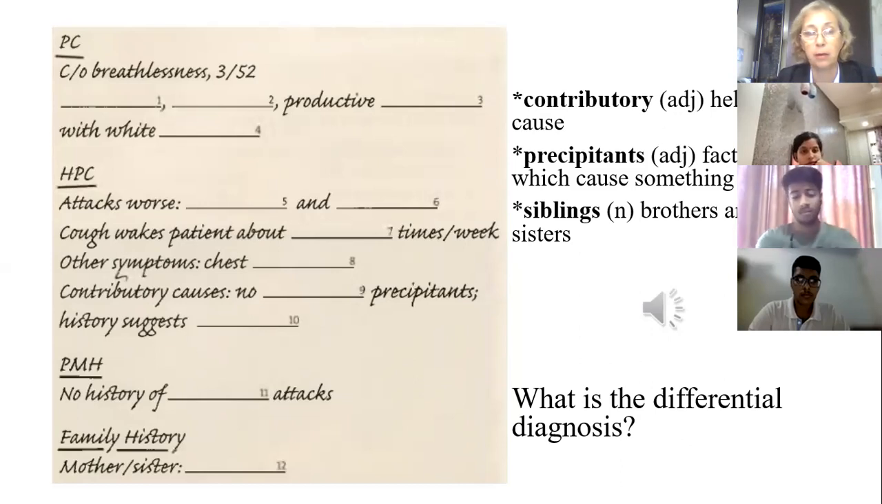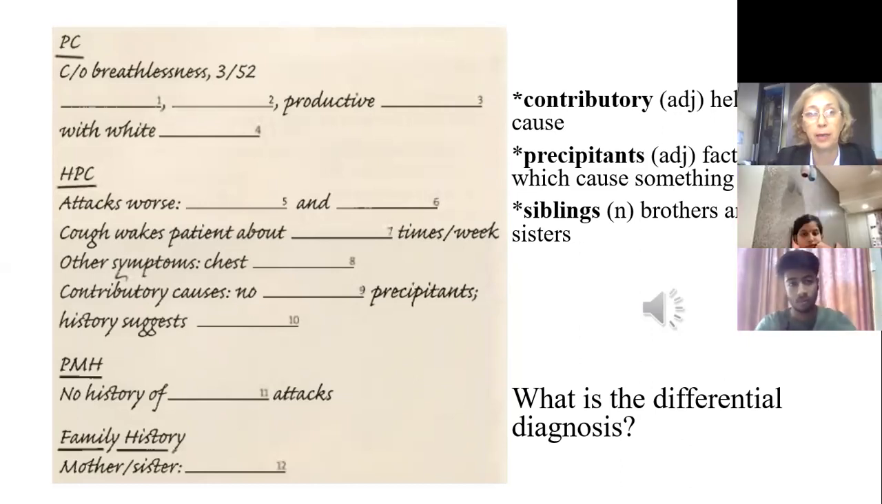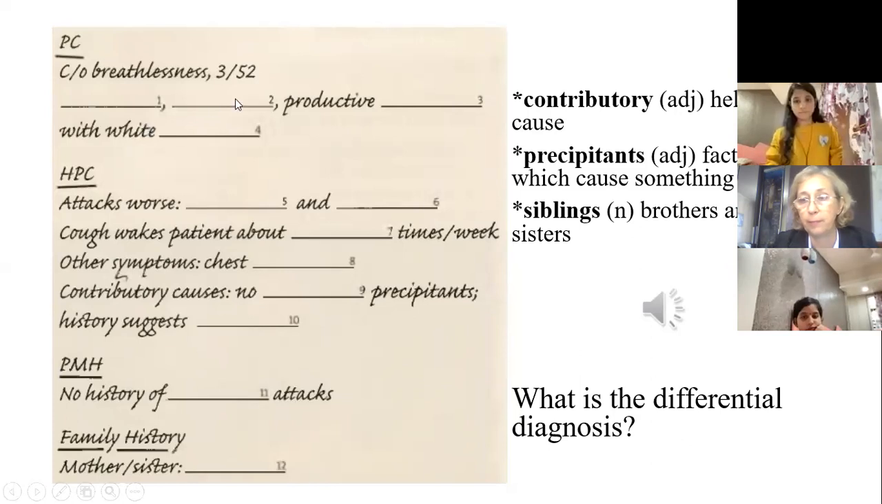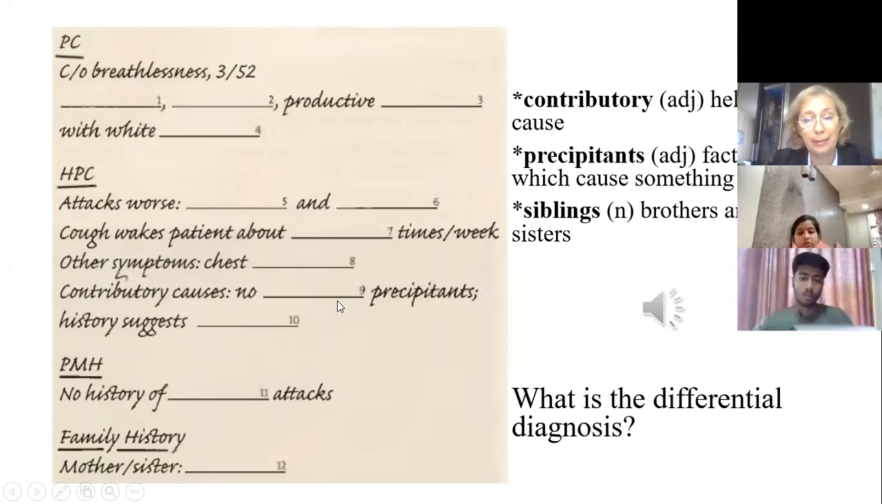Who can help us with number 8? Yes. Chest tightness. Number 9. And number 10. Ma'am, no known precipitants, no allergic history, no infections, no medications, no exercise. Okay, but history suggests here we should speak about the possible diagnosis.